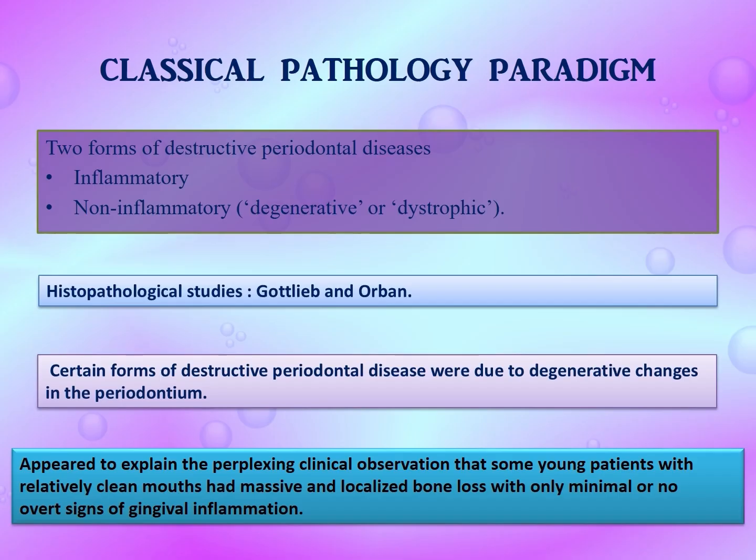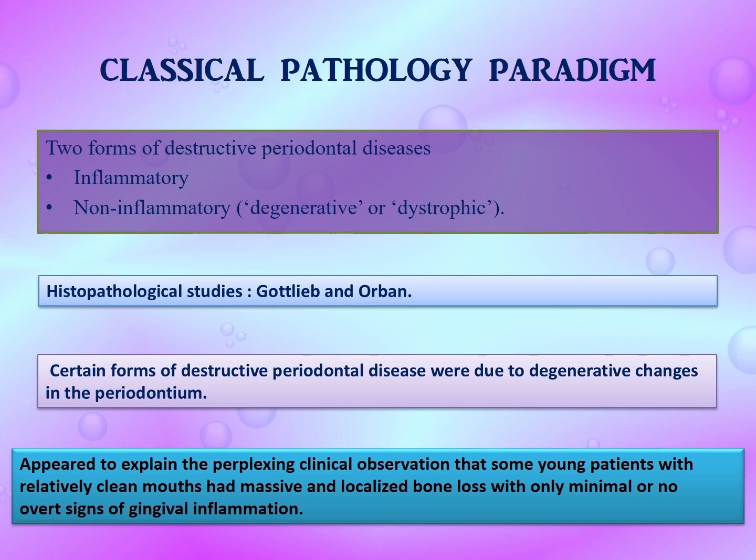So later came the classical pathology paradigm. According to this paradigm, there were two forms of destructive periodontal diseases, that is inflammatory and non-inflammatory, which included the degenerative, dystrophic or atrophic diseases. Basically, the conclusion of this paradigm was based on the overinterpretation of the histopathological studies done by Gottlieb and Orban. Gottlieb had discovered a condition known as cementopathia, which is an impairment in the cementum deposition.